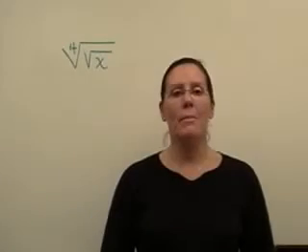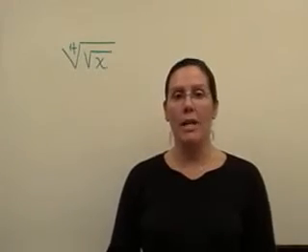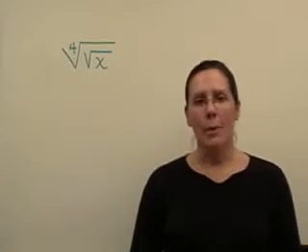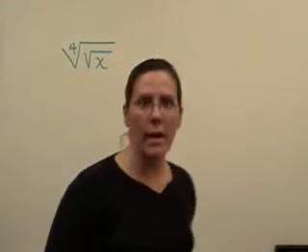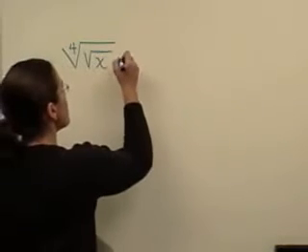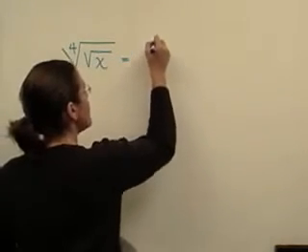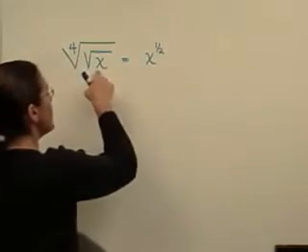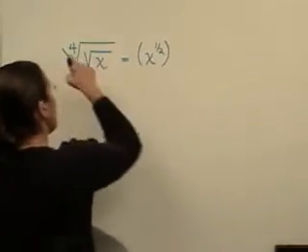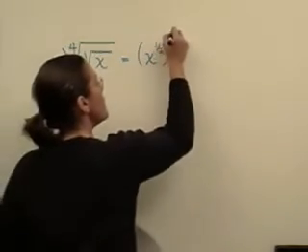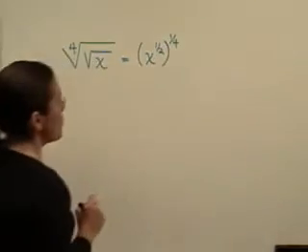This is an interesting problem, and it ultimately leads to one of the properties of radicals, although it's not stated in your book. I want to take the 4th root of the square root of x. So I'm going to first think about the square root of x, the innermost, if you will. That's x to the 1/2 power, right here. But then I want to take the 4th root of that. That means raise it to the 1/4 power.